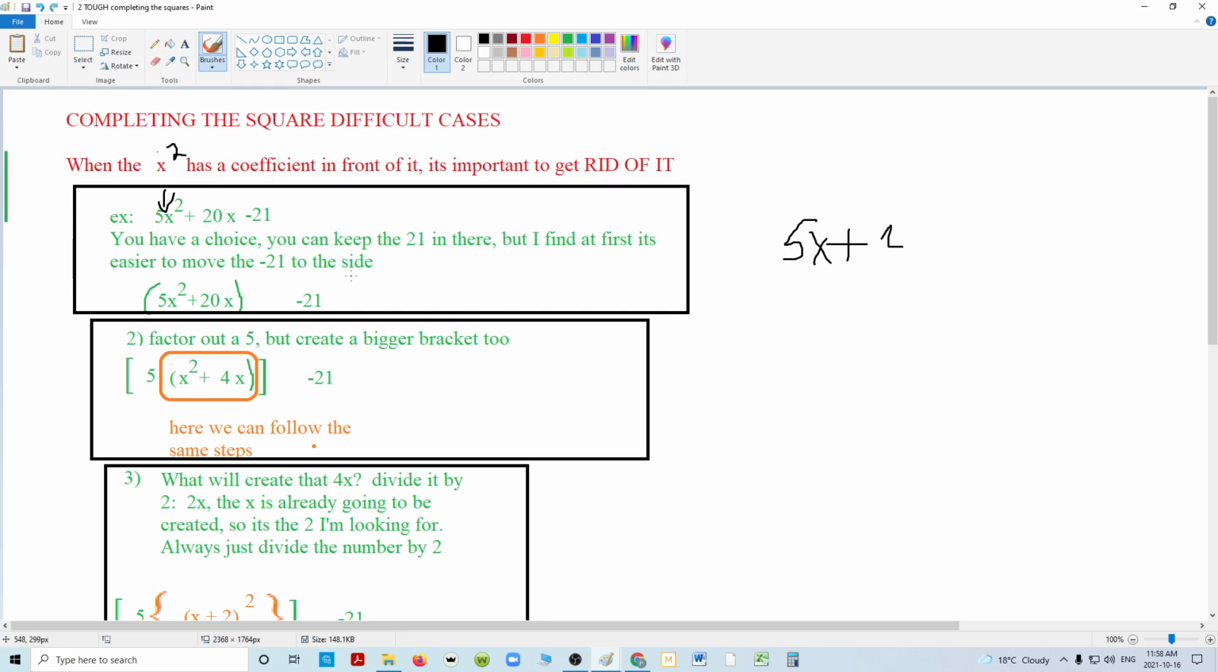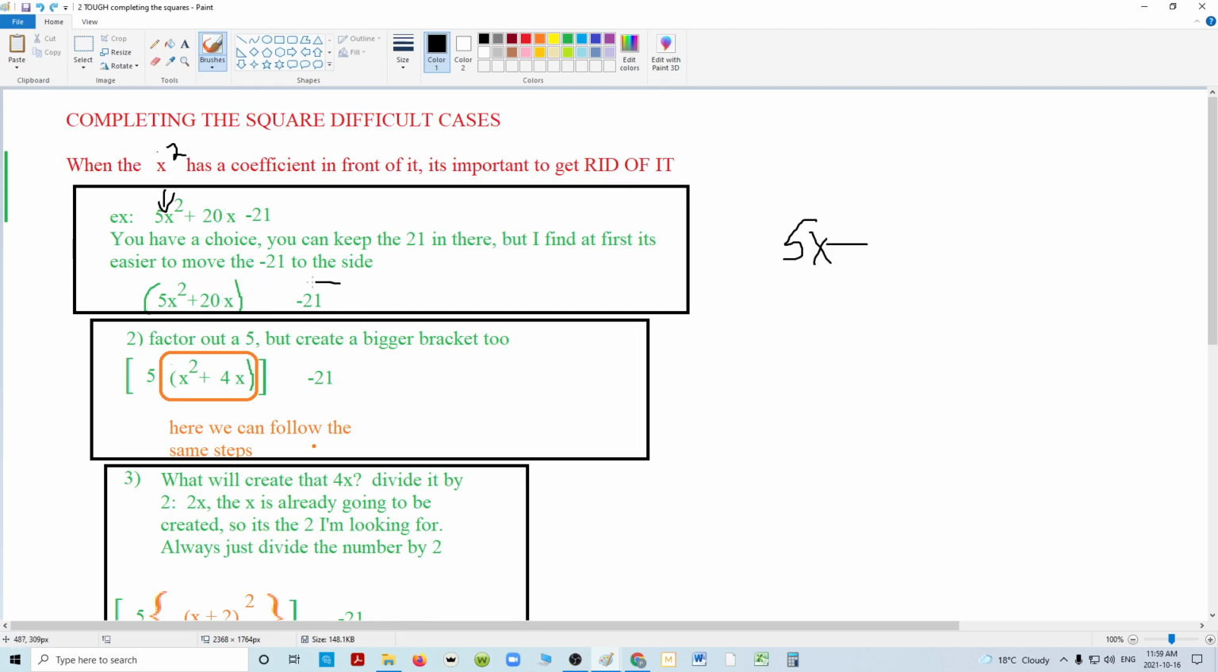So you have a choice. You can keep the 21 in there. So I got minus 21. But I find, at first, it's easier to move the minus 21 out of there. So yes, you could keep this minus 21 in there when you factor out the 5. And that works as well. That helps you keep the numbers separate. Now, I should actually go and show you that method as well.